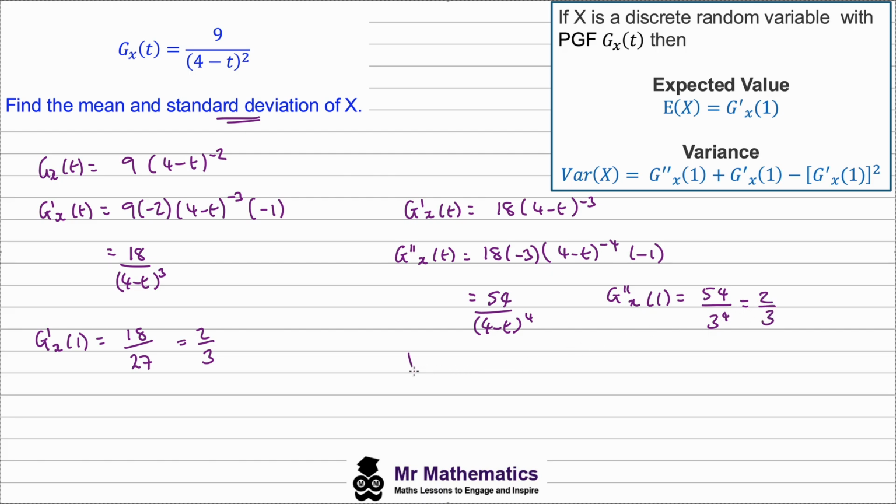So now our variance will have 2/3 plus the mean minus the mean squared. This will give us a variance of 8 over 9. So then to work out the standard deviation, we need to square root 8 over 9, and we'll get 2 root 2 over 3. Okay?